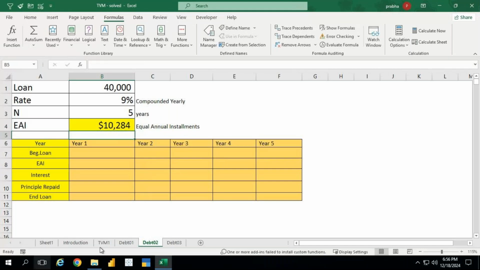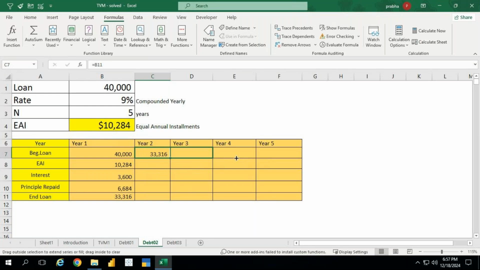So 10,284 is the EAI. Beginning loan will be equals 40,000 and EAI will be 10,284. Interest amount will be 40,000 into 9%. Principal repaid will be EAI minus interest. Then end loan will be 40,000 minus principal repaid. So this is my end loan. This will become the beginning loan for the next year.